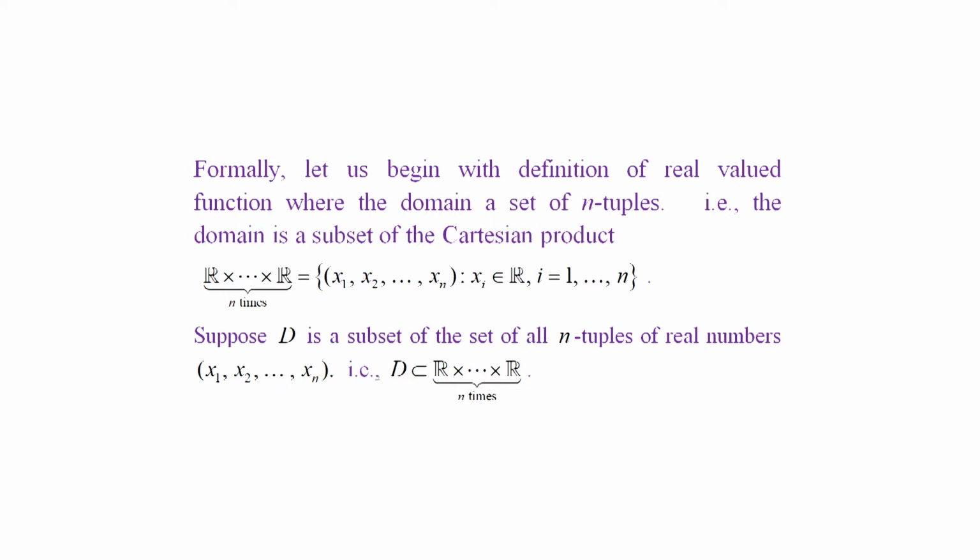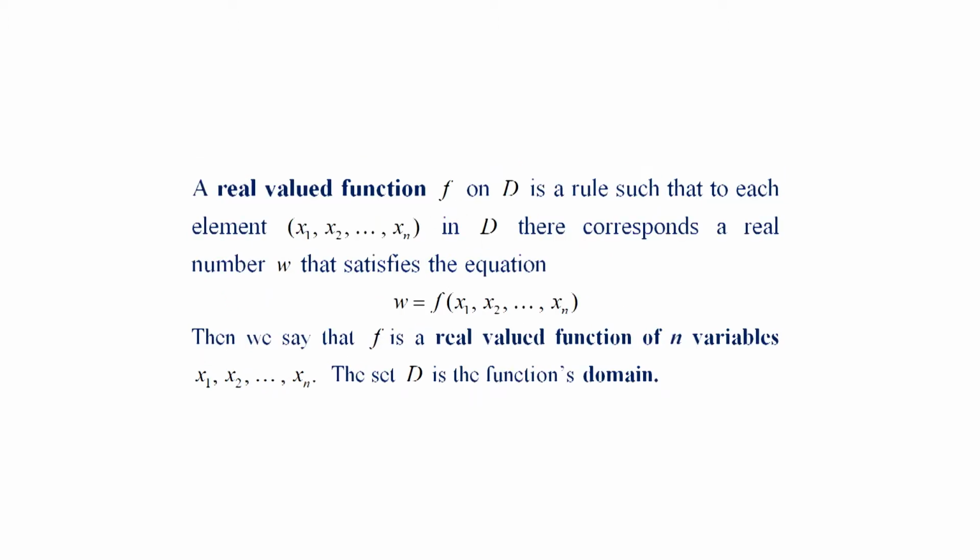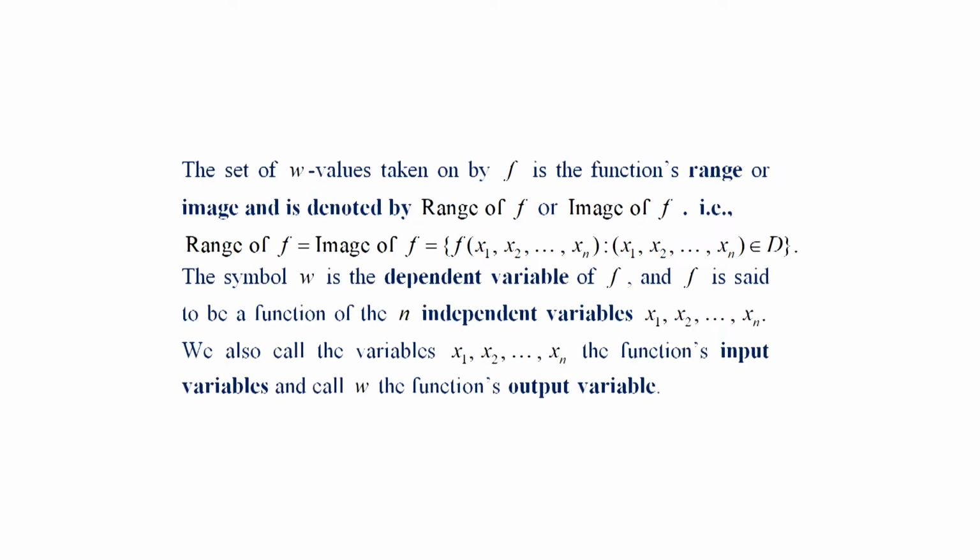A real valued function f on D is a rule such that to each element n-tuple (x1, x2, etc., xn) in D, there corresponds a real number w that satisfies the equation w = f(x1, x2, etc., xn). We say that f is a real valued function of n variables x1, x2, etc., xn. This set D is the function's domain. The set of w values taken on by f is the function's range or image and is denoted by range of f or image of f.